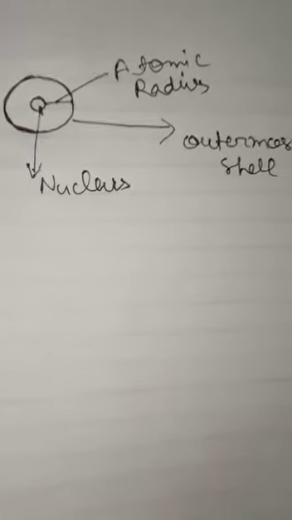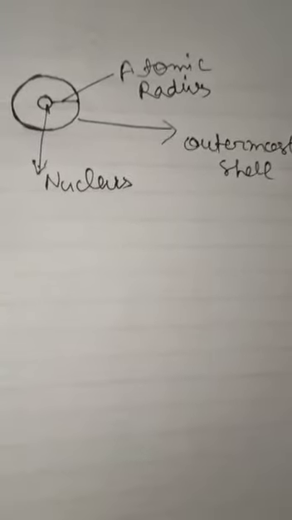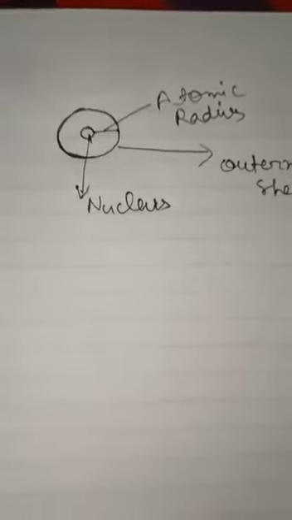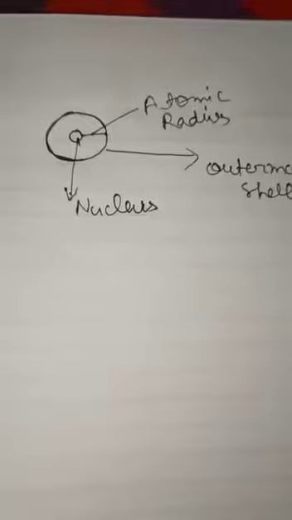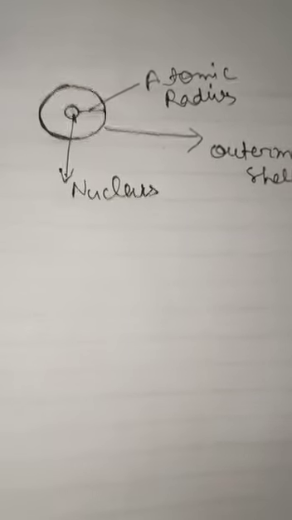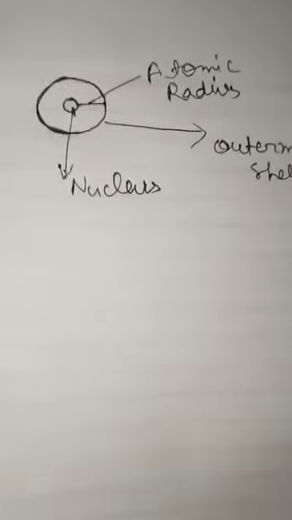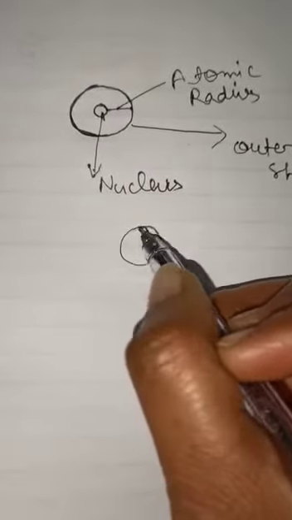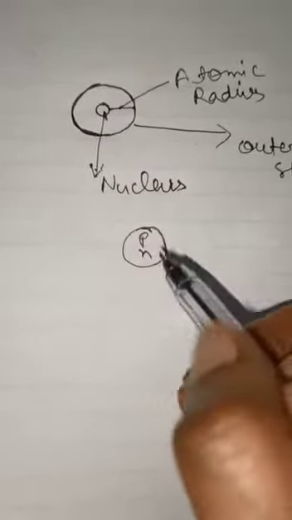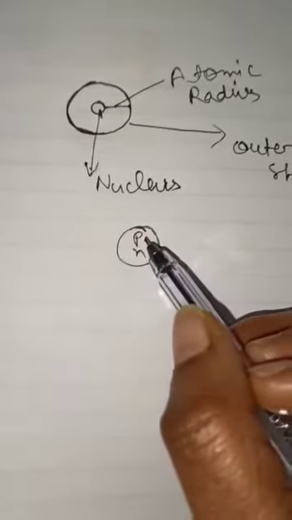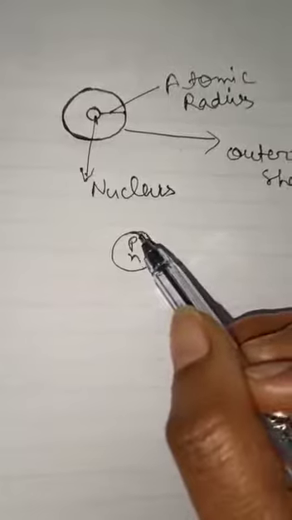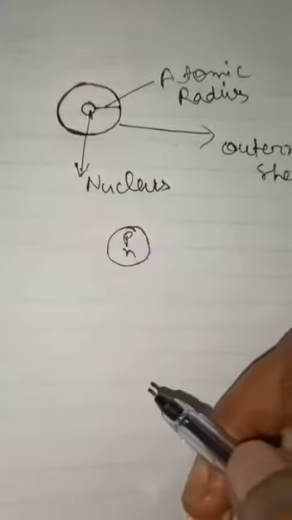Now the next thing is the nuclear charge. What is the nuclear charge? Nuclear charge is the total positive charge present on the nucleus in the atom. And this charge is due to the presence of protons. You know very well, in the nucleus there are only protons and neutrons. So the neutron has no charge and the proton has positive charge. So the total charge which the nucleus bears is due to the presence of protons.